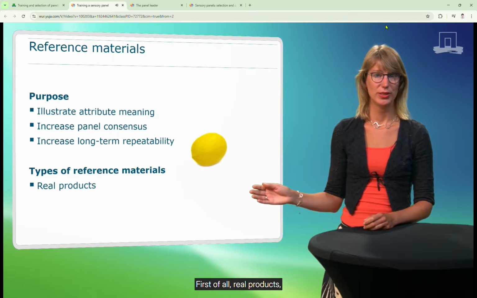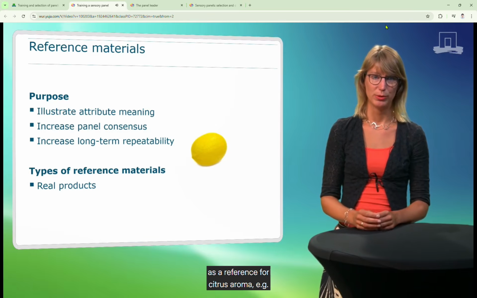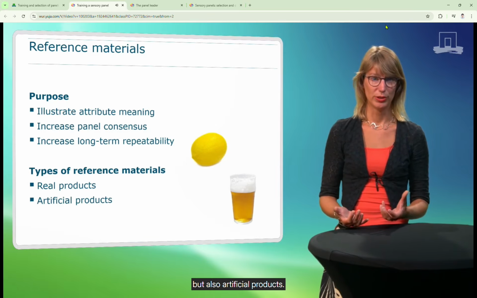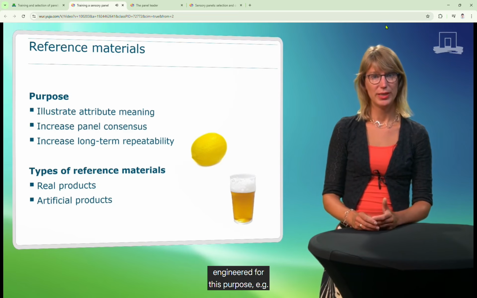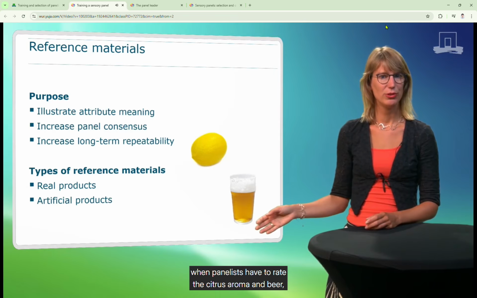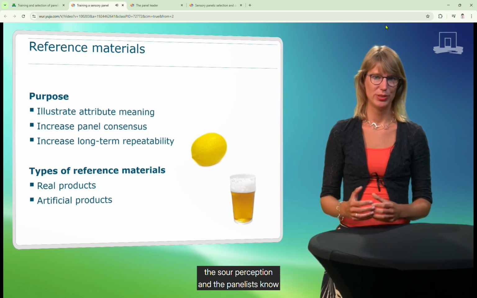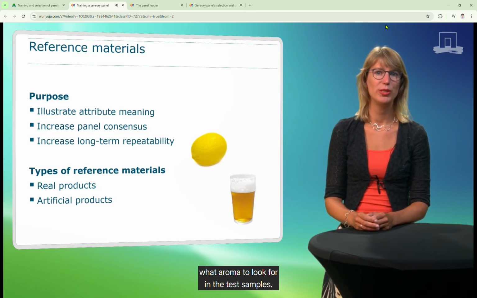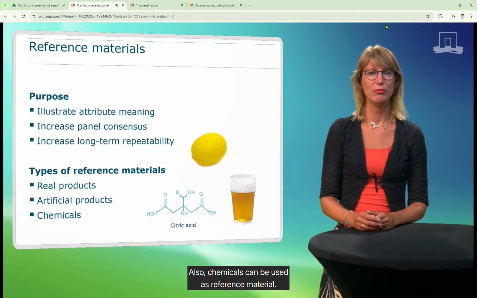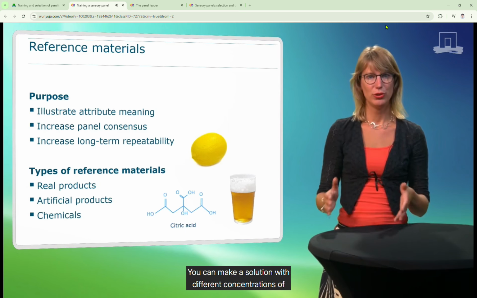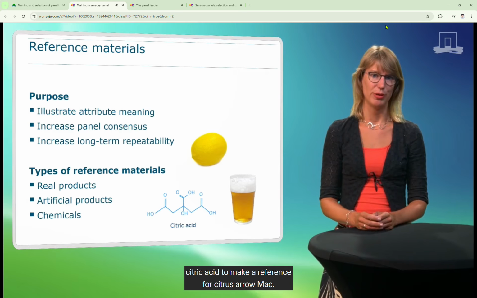First of all, real products. Lemon peel can be used as a reference for citrus aroma, for example. But also artificial products, so products that are altered or engineered for this purpose. For example, when panelists have to rate the citrus aroma in beer, lemon peel can be added to the beer to enhance the citrus perception, and the panelists know what aroma to look for in the test samples. Also, chemicals can be used as reference material. You can make a solution with different concentrations of citric acid to make a reference for citrus aroma.